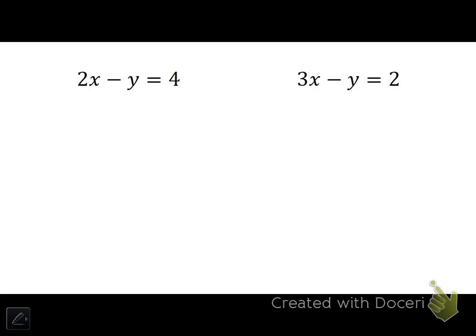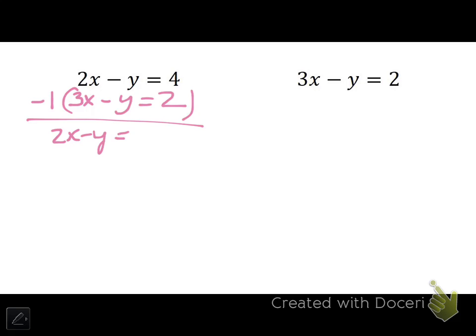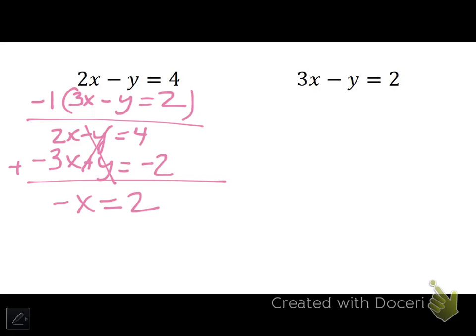Okay. Looks like x and y are on the same side, so let's go ahead and use elimination. And if we want to eliminate our y, since they have the same number in front, we just have to make one positive, one negative, so it's multiplied by negative 1. So I'm going to get negative 3x plus y is equal to negative 2. Okay, if we add down, our y's cancel, so negative 3x plus 2x is negative x. 4 plus negative 2 is 2. X is still not by itself, so we got to divide both sides by negative 1 to get rid of the negative 1 on the left side. So x should equal negative 2.